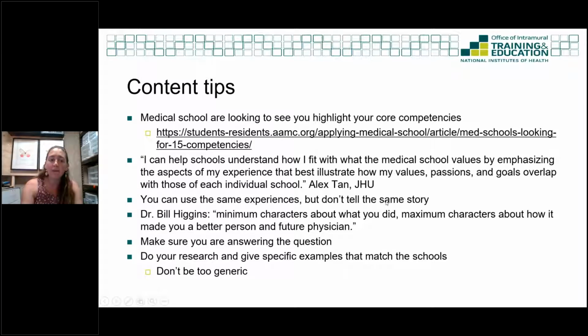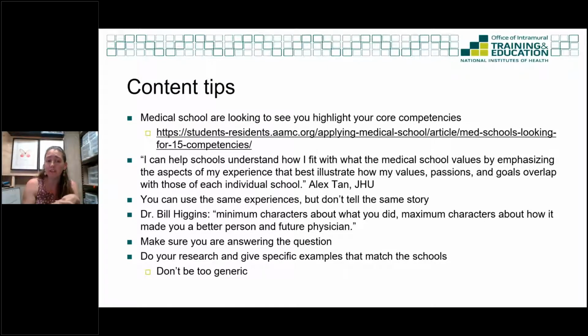So you can do this by emphasizing the aspects of your experience that best illustrate how your values and your passions really align with those individual schools. You can use some of the same experiences. So just like we say with the personal statement, just like we say with other essays, there can be some overlap. If there's an experience that's one of your most meaningful, if it makes sense to include that experience again, you could, but I really wouldn't tell the same story. So I would think about ways you could use that experience, tell a slightly different story, a different experience, to really make sure you are answering those questions.